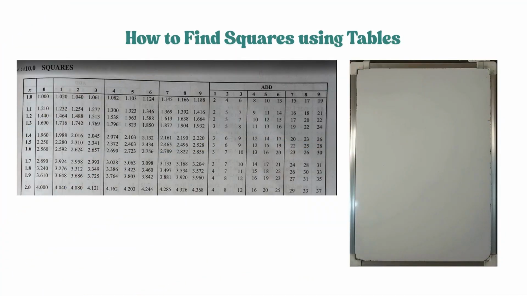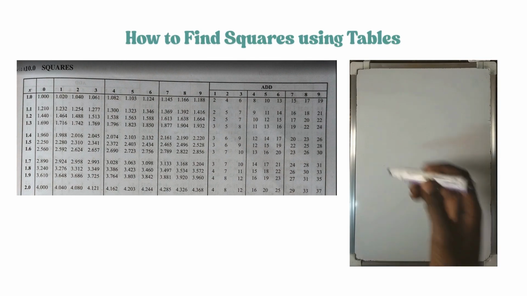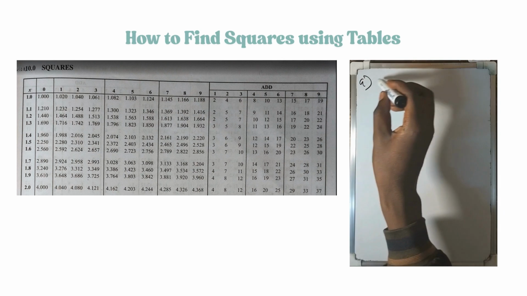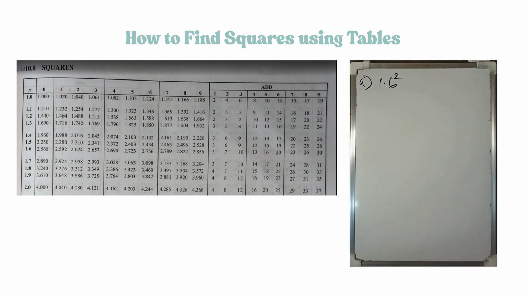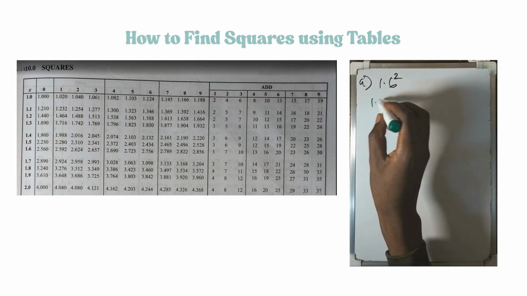Now for the table of squares, let's try the square of 1.6. To find the square of 1.6 using a mathematical table, let's treat this 1.6 as 1.600.